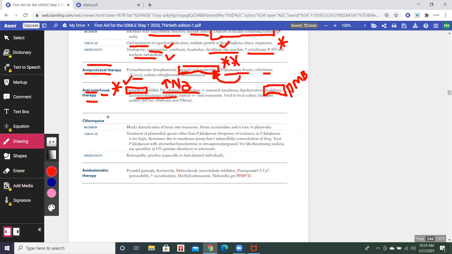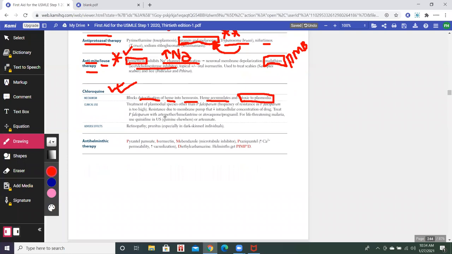Next one is chloroquine. This is the mechanism of action of chloroquine. Chloroquine will block the detoxification of heme into hemozoin. As a result, if heme is not converted to its inactive metabolite hemozoin, the extreme amount of heme will accumulate, and this extreme heme is toxic to Plasmodium species. So that's how Plasmodium die, because of heme accumulation. If I tell you that heme accumulates, which portion of the Plasmodium cell do you think undergoes the issue with heme? Where does heme cause the problem?